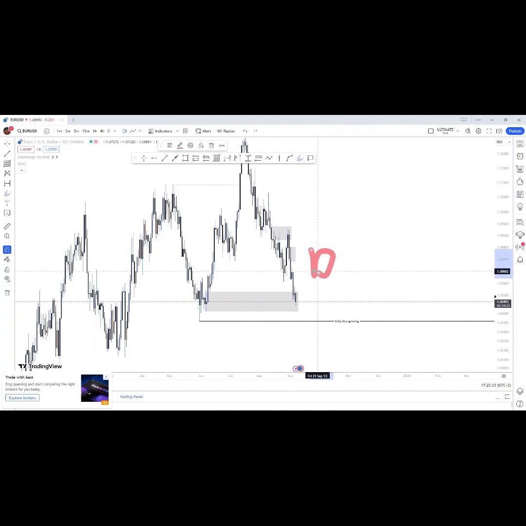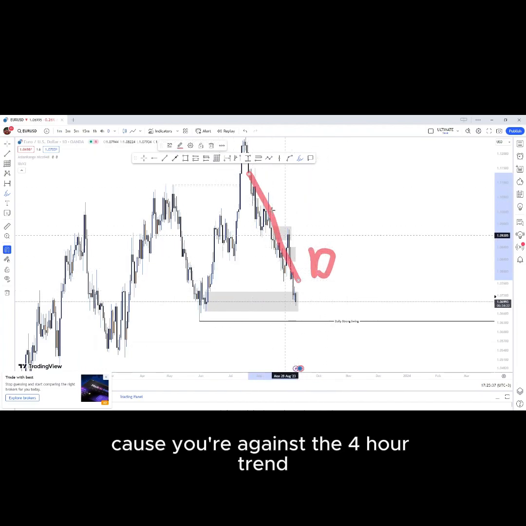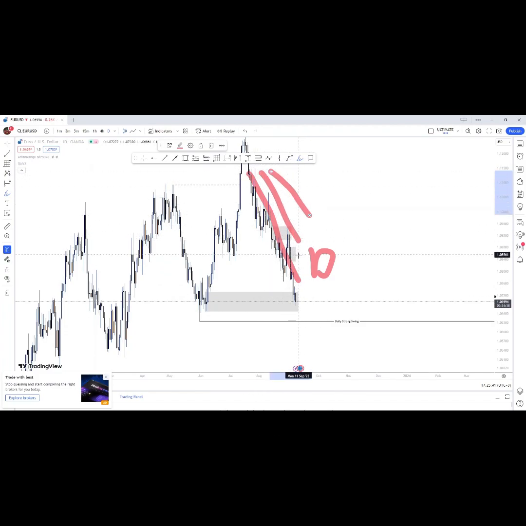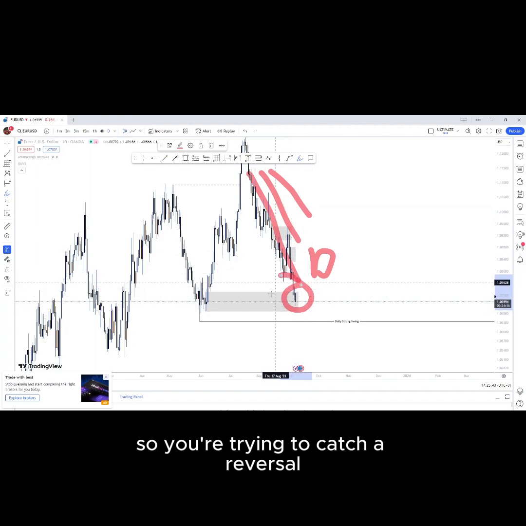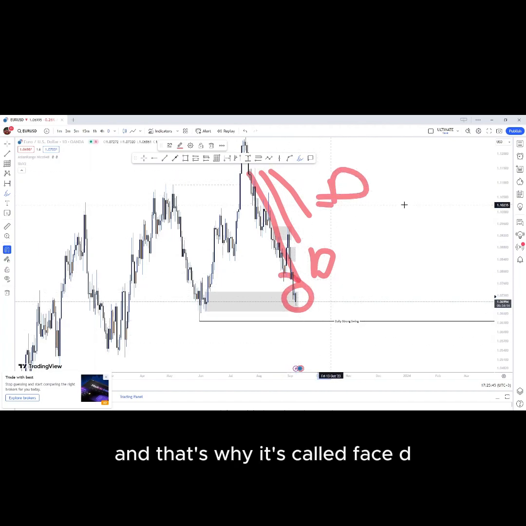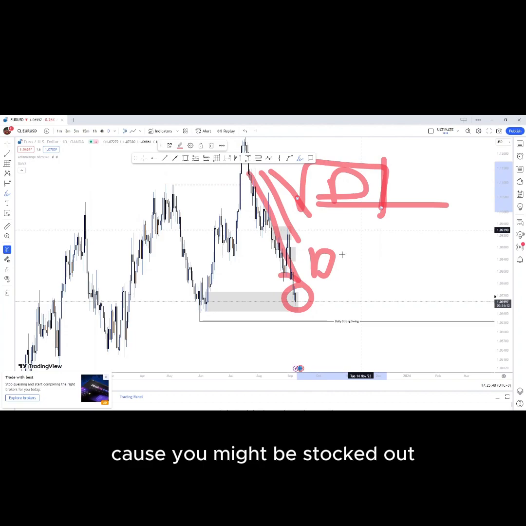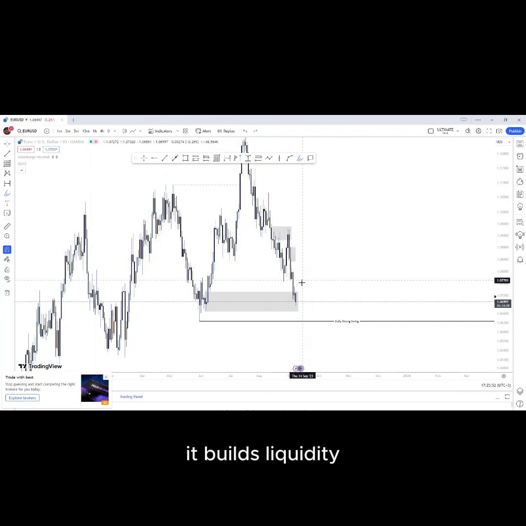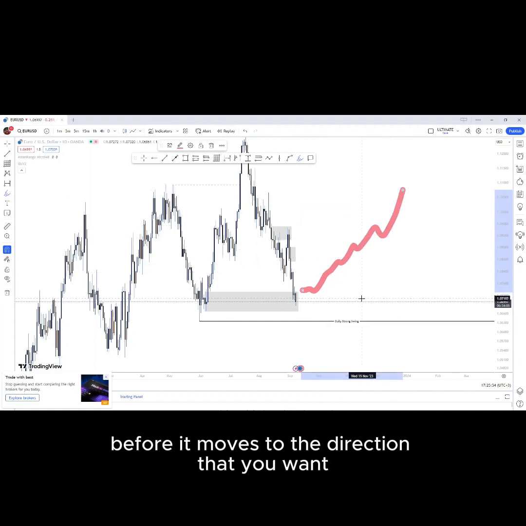So that was one bias I had in my head, and the problem with this is you're trading phase D, because you're against the 4-hour trend, you're against the daily trend, and you're against the 15-minute trend. So you're trying to catch a reversal, and that's why it's called phase D. It's the worst phase to trade because you might be stopped out.